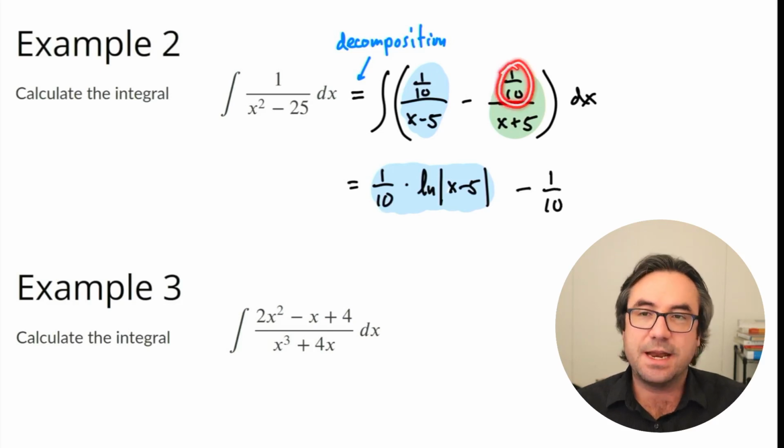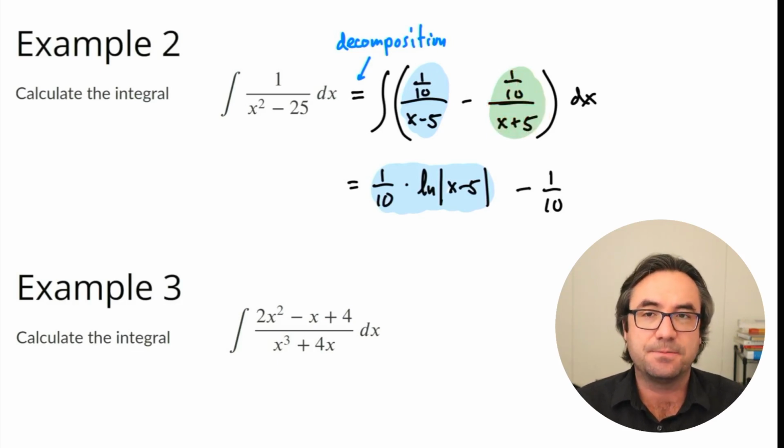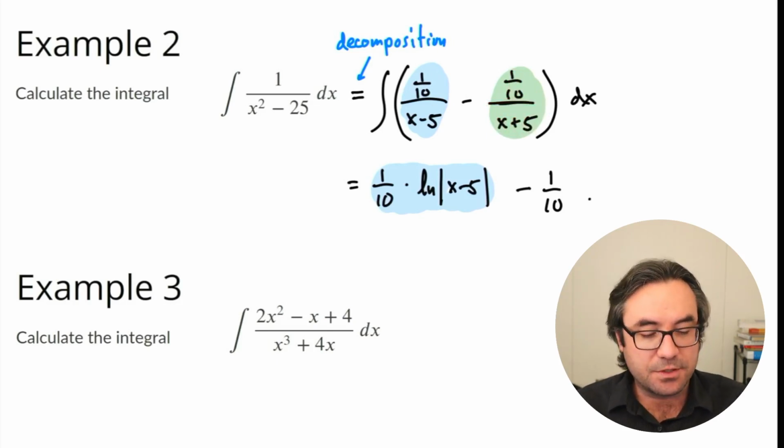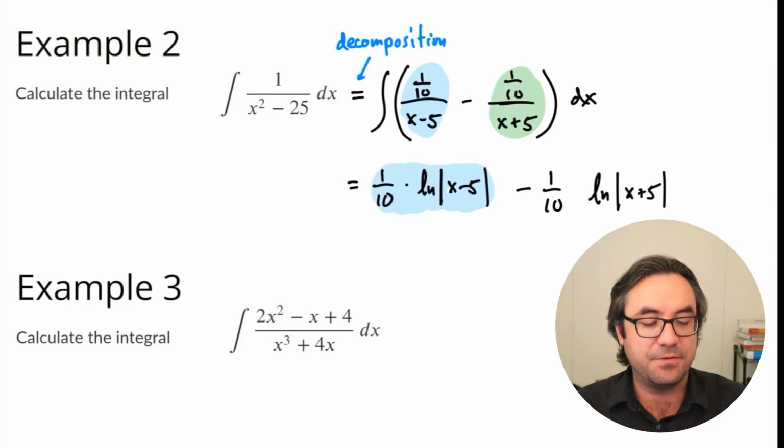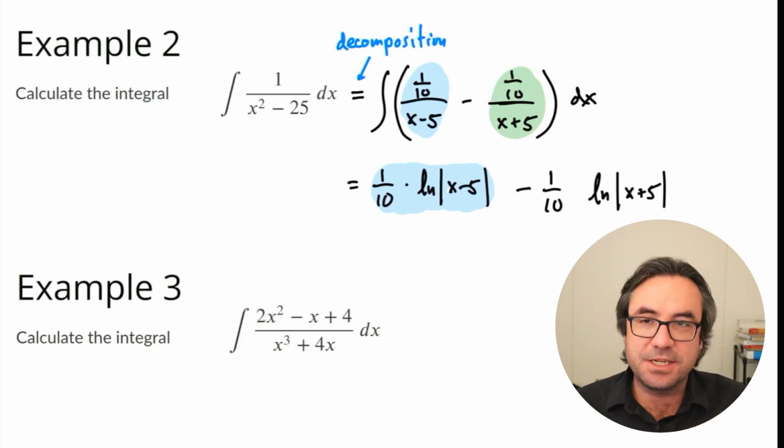The 1 over 10 on top is just a constant multiple, so we'll just kind of throw that out in front. And we really just want to think about what is the antiderivative of 1 over x plus 5. Well, again, that's just one of our special forms. So it's natural log absolute value x plus 5. And then leave a little space here just in case.